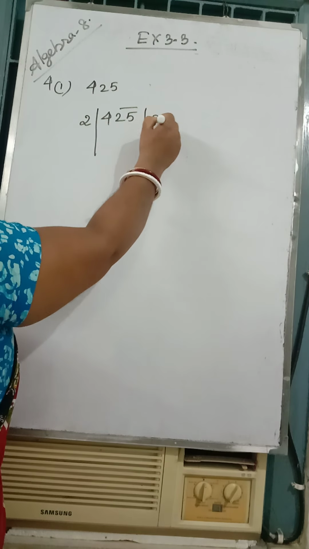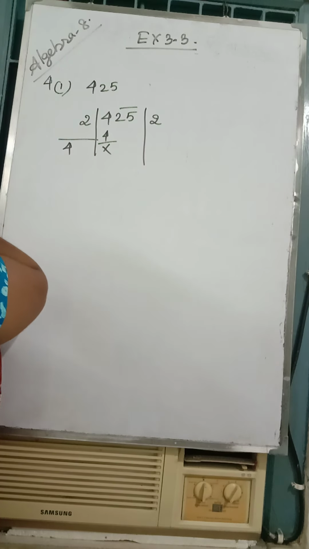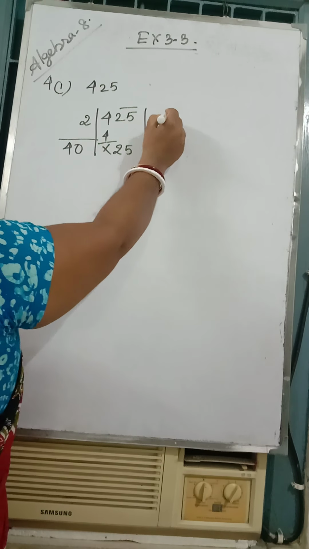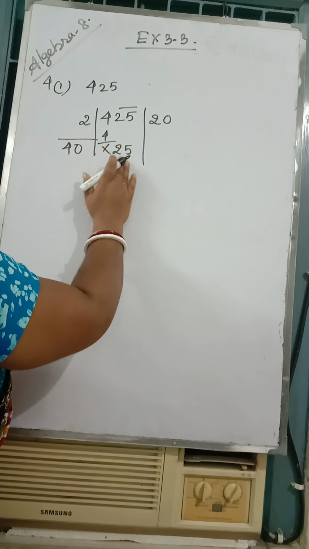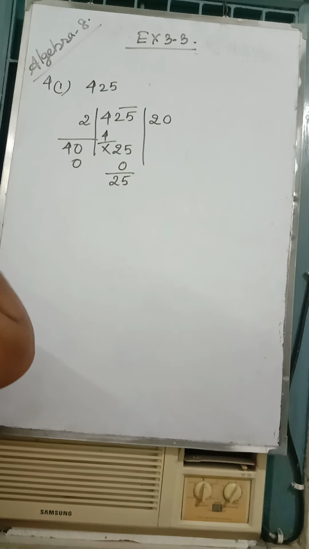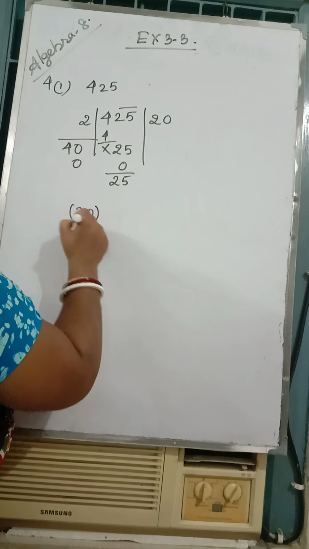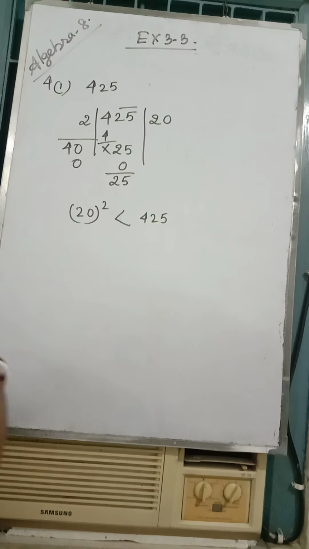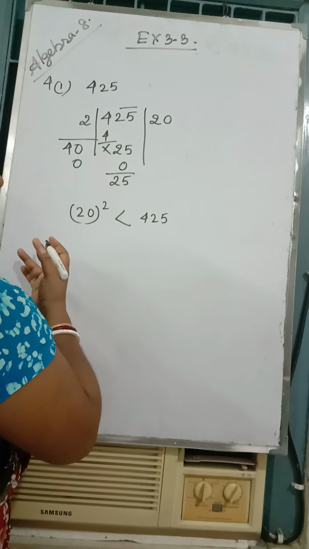2 2s are 4. 25. So I cannot place 1 also, so this will be 20. I'll place 0 and multiply with 0, so this gives you 0. So the remainder is 25. Now what do you see? This 425 is greater than the square of 20. There is a remainder of 25. I have two options. I can remove this 25 and make it a perfect square. But I cannot remove it.